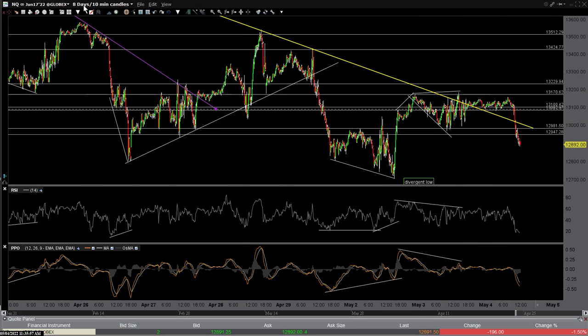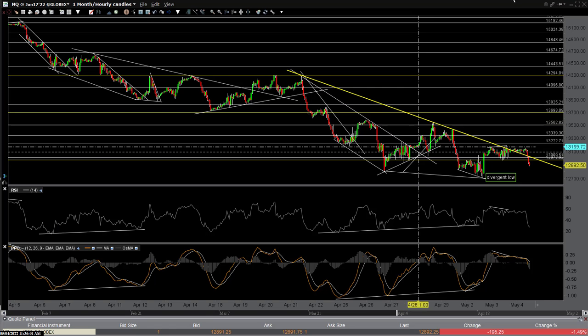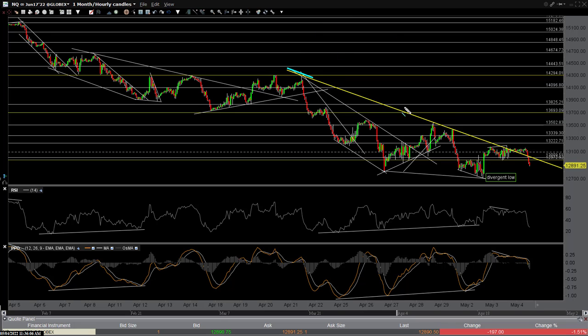I'm going to jump over to the 60-minute chart. Let's just do 1 month, show you that trend line. So this is that trend line that I was highlighting yesterday, the downtrend line right there. There was the breakout, proved to be a false and failed breakout, and we're down below what's a pretty important support. Now again, you have to take this with a huge grain of salt.